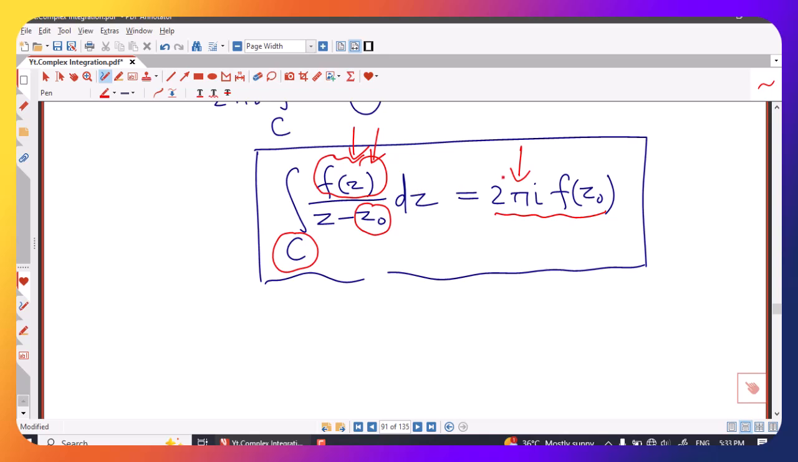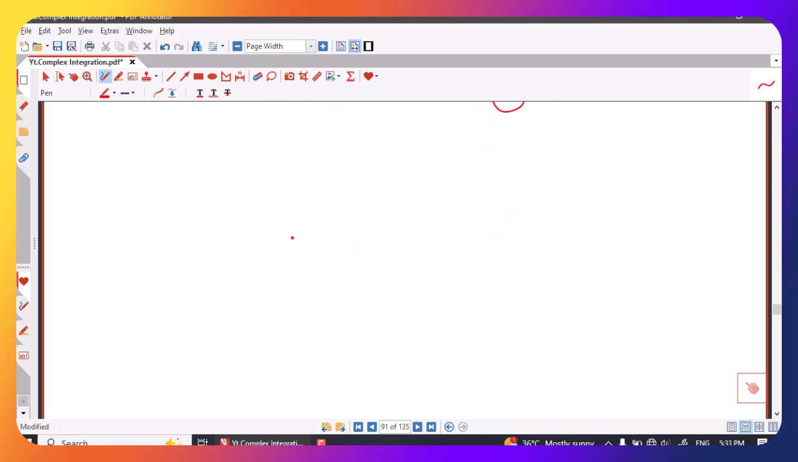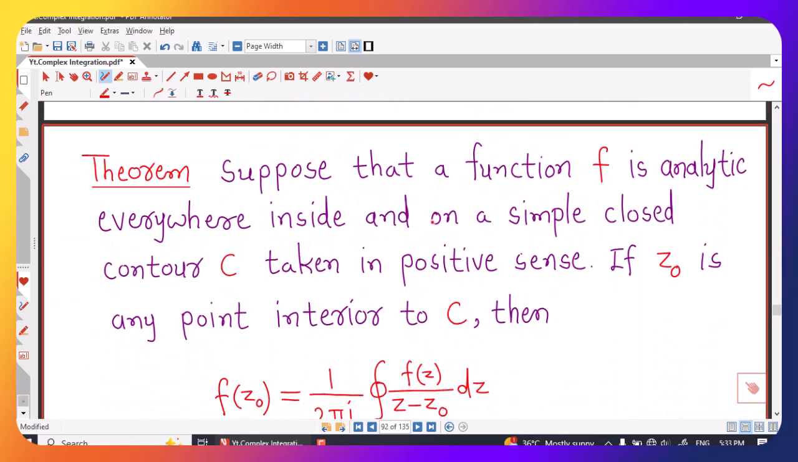We are not going to prove this, but we are going to use this Cauchy integral formula in evaluating certain types of contour integrals in which the function which we want to integrate can be written in this form. Which form? f of z divided by z minus z0, where this f of z is analytic everywhere inside and on a simple closed contour, and this z0 is a point which is interior to the given simple closed contour. So sometimes they can ask you to write down the statement of Cauchy integral formula.